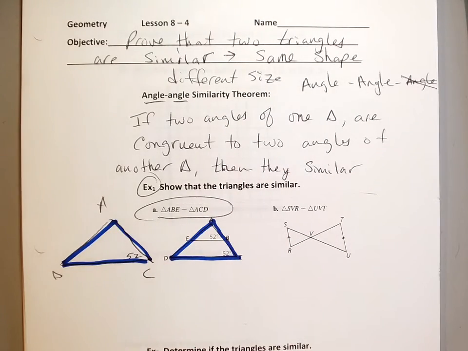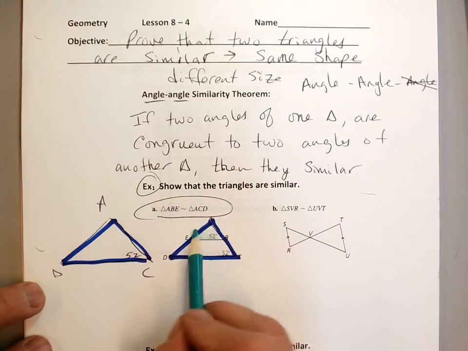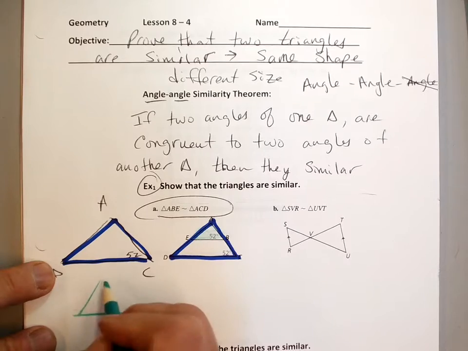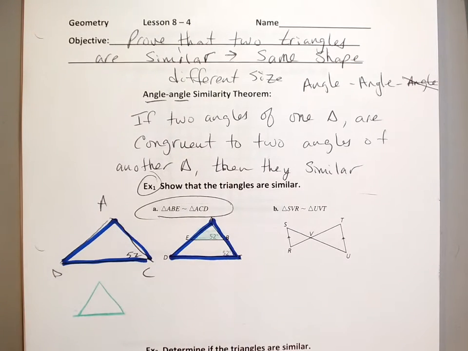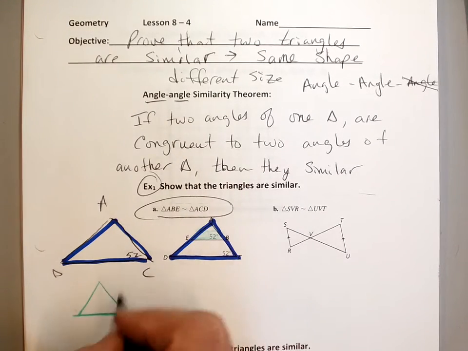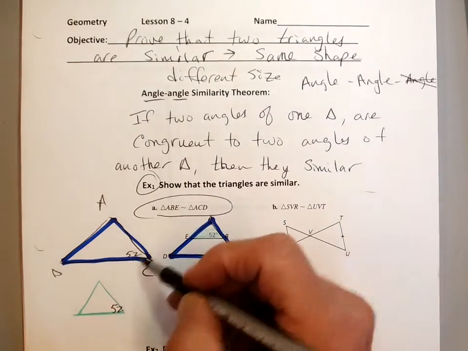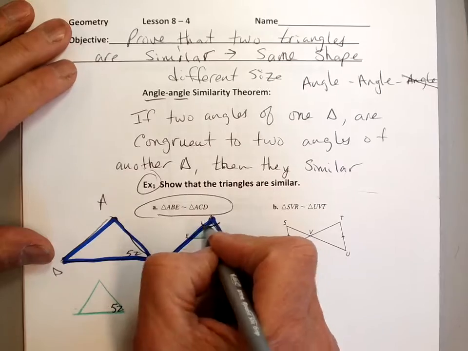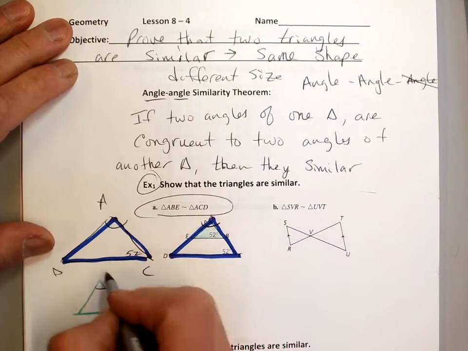And let's draw the little one. So the little one is right there. And I got a 52 there also, right? So I do know this. Those 2 angles are equal, but I need one more. They share angle A. So I know angle A is also equal.